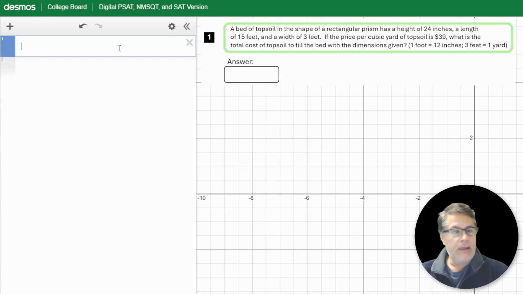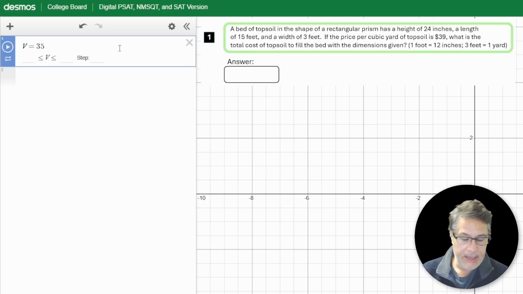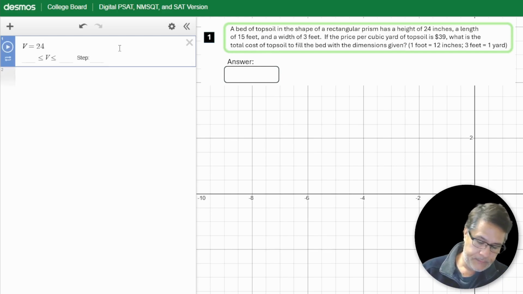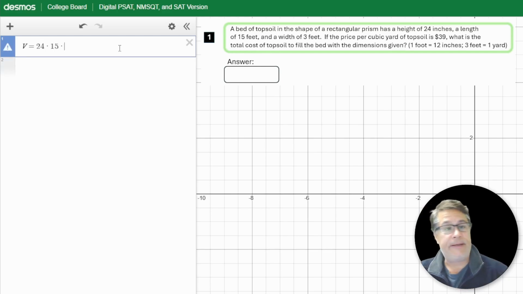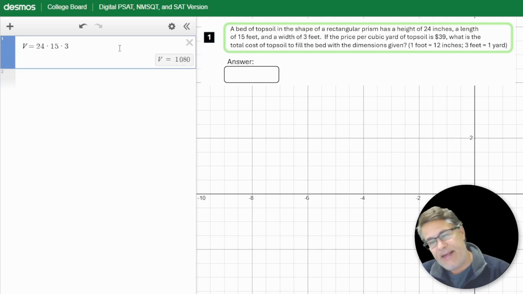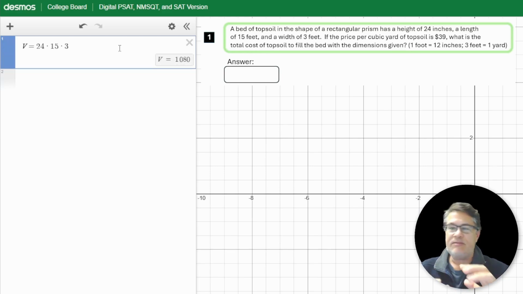So volume, I'm going to say, is going to be V. And the dimensions, of course, are 24 by 15 by 3, okay? And if you see me going back and forth like this, guys, it's just because I've got this big microphone in front of my keyboard. Okay, now, guys, this is completely wrong, okay?